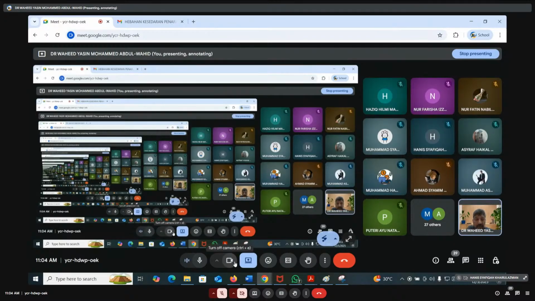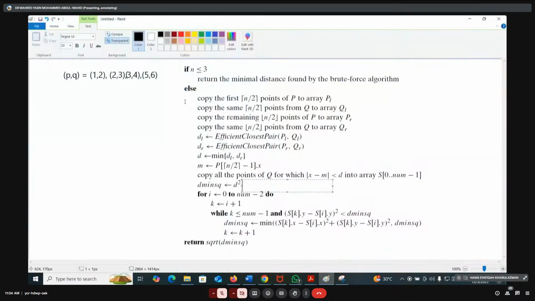So who wants to share their answer? Or stop sharing. Let someone try to solve it, and we solve it together. Who wants to try? Any volunteer? Okay, so here we have these points.